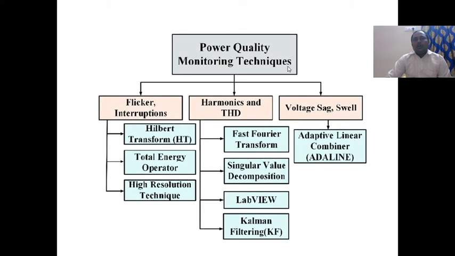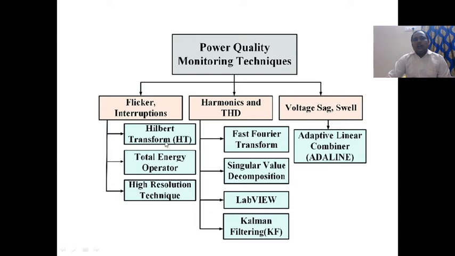Power quality monitoring techniques: how to monitor different problems. We discuss power quality monitoring techniques. If there are flickers or interruptions in the data: flicker is the light going on and off, the frequency causes on and off in a load. Interruption is a continuous absence of voltage or current for a particular time.